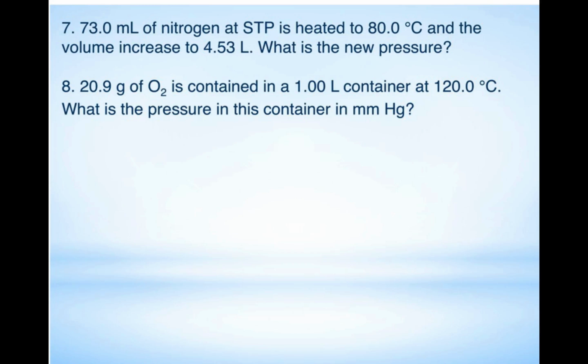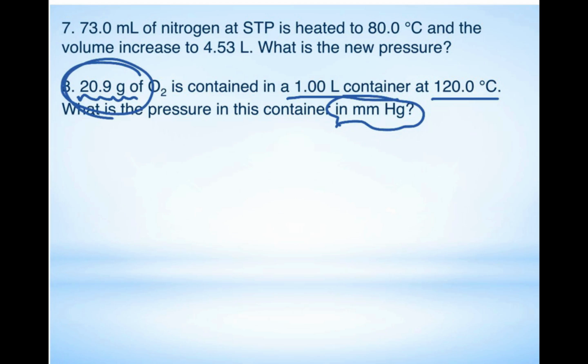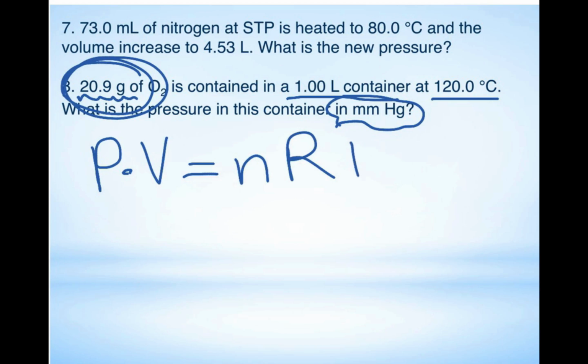Let's now do problem number 8. I have 20.9 grams of oxygen in a 1 liter container at 120 degrees. What is the pressure in millimeters of mercury? Well, as soon as I see mass, I know I'm going to be using the formula PV equals nRT. There's no change in conditions. I just want to find out what the pressure is given the volume, the temperature. I know R, and I guess I'm going to have to change 20.9 grams of oxygen to moles.